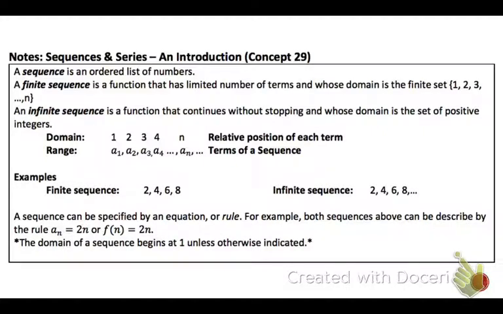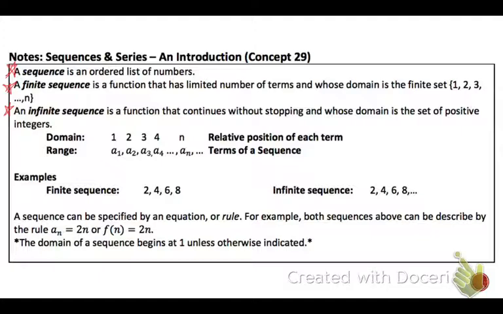All right, look at this table at the top of your note sheet. A sequence is an ordered list of numbers. And here are two specific types of sequences. A finite sequence is a function that has a limited number of terms, obviously, and whose domain is the finite set 1, 2, 3, etc. to n. The domain numbers are the position numbers of the terms in the sequence. So 1, 2, 3, we would refer to as the first term, the second, the third. An infinite sequence is a function that continues without stopping and whose domain is the set of positive integers.